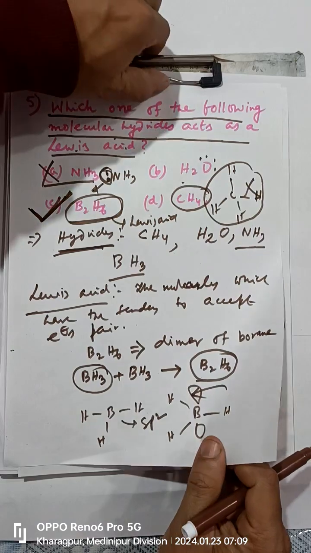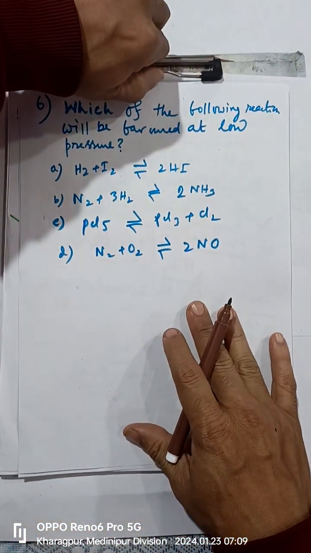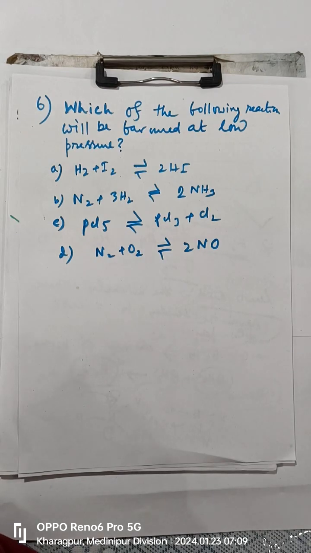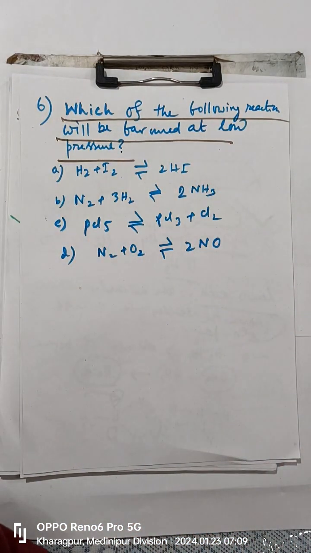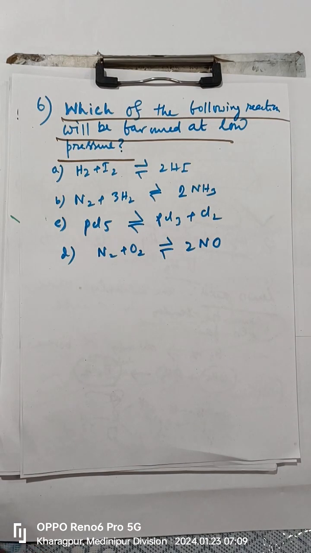Now we're moving to question number 6. This is also an interesting question. Which of the following reactions will be favored at low pressure? It is related to Le Chatelier's principle. All of you know, in chemical equilibrium, Le Chatelier's principle is one of the most important principles, useful in industrial applications and for many other reactions, to accelerate the reaction, to decelerate the reaction, to monitor the reactions. I think all of you know this principle.